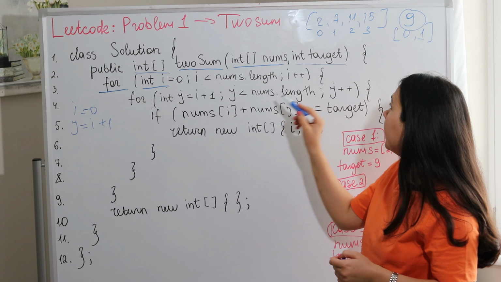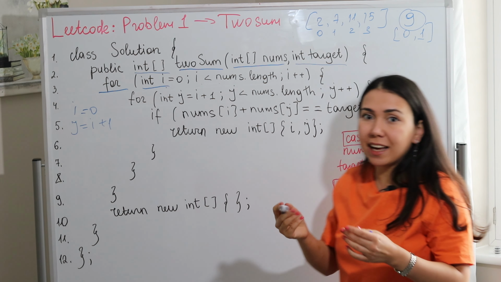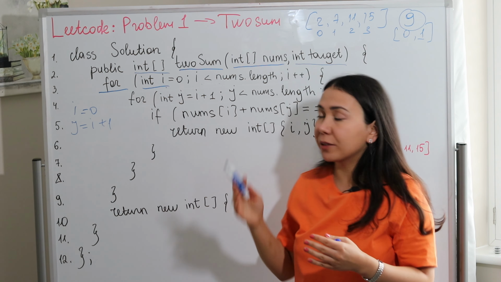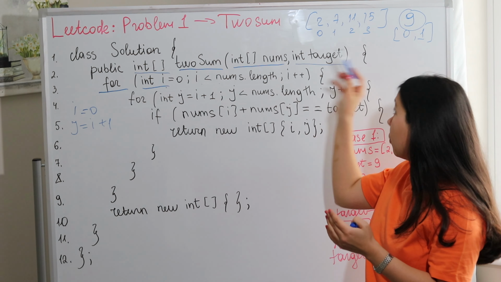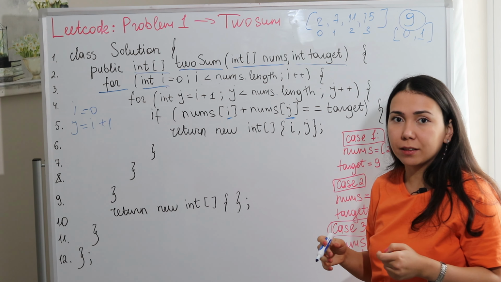If it's nums 3, then it will be 15. It will not be the element 3 itself, okay? Because there is no third element. There is no element 3. So nums i means the index of the nums array.